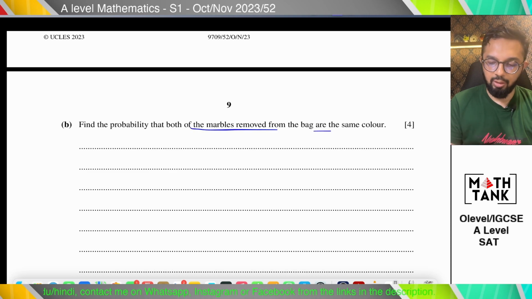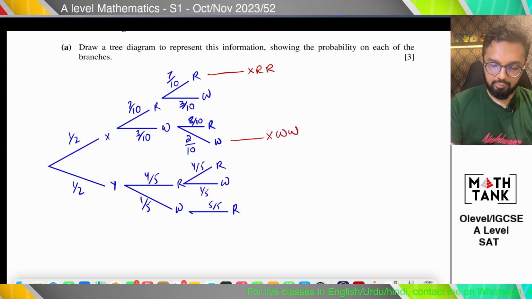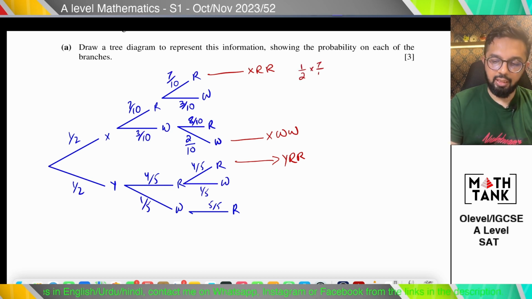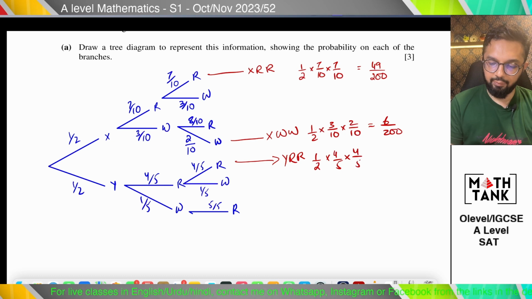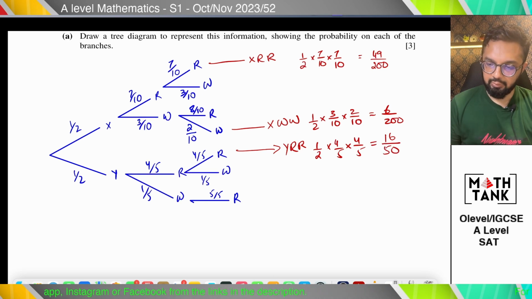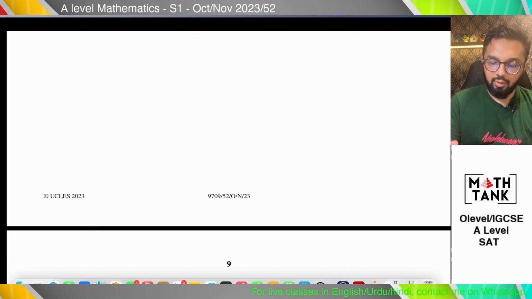Let's move on. Find the probability that both marbles removed from the bag are the same color. So I should have XRR, XWW, YRR. There can't be YWW. Okay. So what's XRR? It's half into 7 over 10 into 7 over 10. That gives me 49 over 200. XWW is half into 3 over 10 into 2 over 10. That gives me 6 over 200. And half into 4 over 5 into 4 over 5. That gives me 16 over 50. So 49 over 200. I should do that working here, but since it's on the other page, I'm just writing these down here for you.